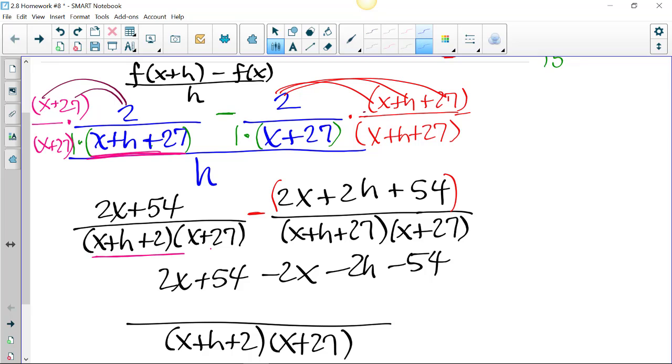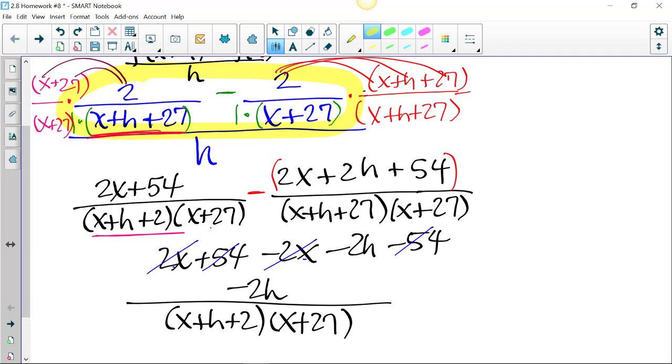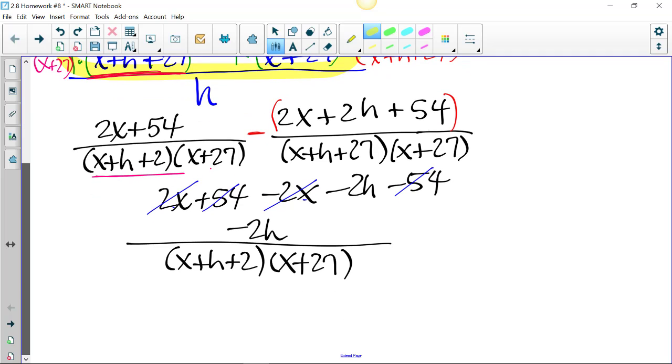So when I simplify that, I've got 2x minus 2x. Those add up to be 0. I've got 54 minus 54. Those add up to be 0. So all that's remaining in here is negative 2h. Okay, so all I did was simplify the numerator. All I did was this part right here, and I got it into one single fraction. Okay, so now I have to go back and don't forget about the h in the denominator.